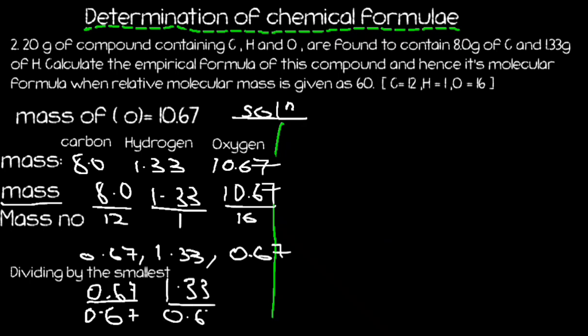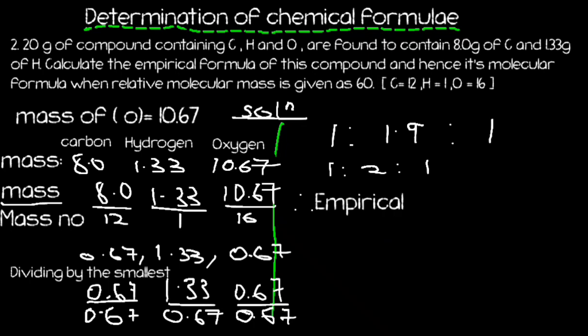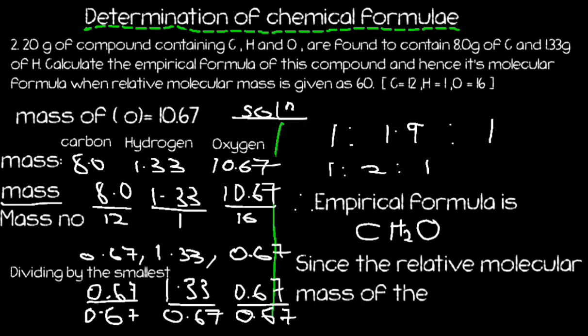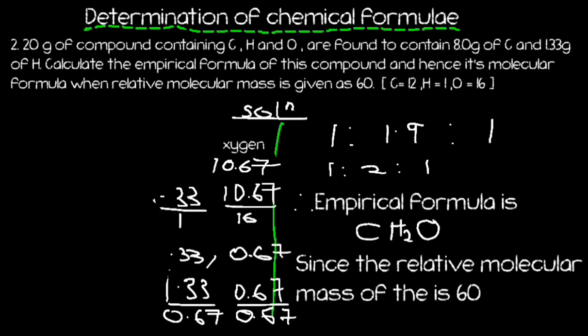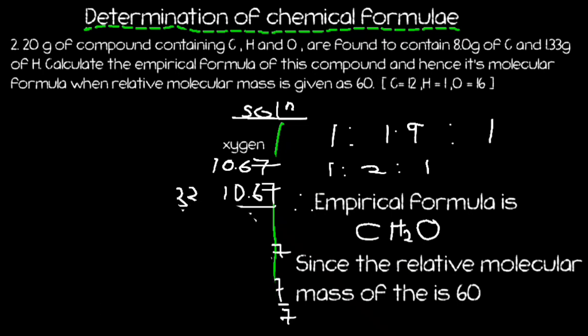So 0.67 divided by 0.67, 1.33 divided by 0.67, 0.67 divided by 0.67. We had 1 is to 1.9 is to 1. So you approximate the 1.9 to 2, so 1 is to 2 is to 1. So the empirical formula is CH2O. Since the relative molecular mass of the compound is 60, we are going to use that to determine the molecular formula of the compound.